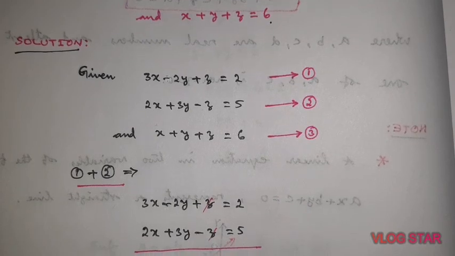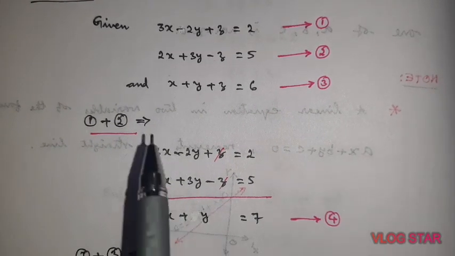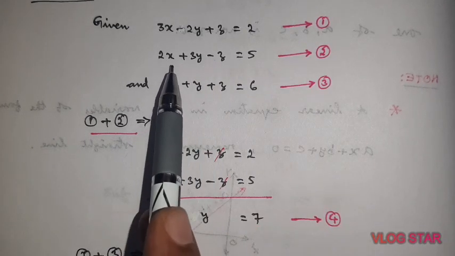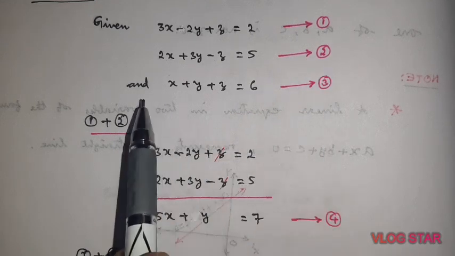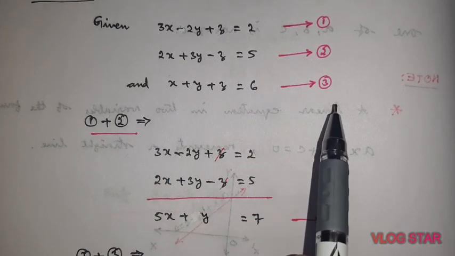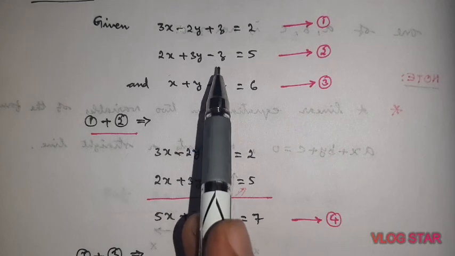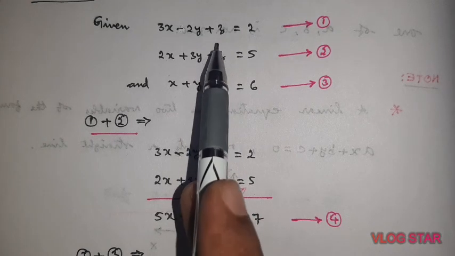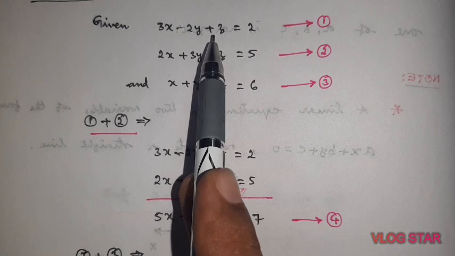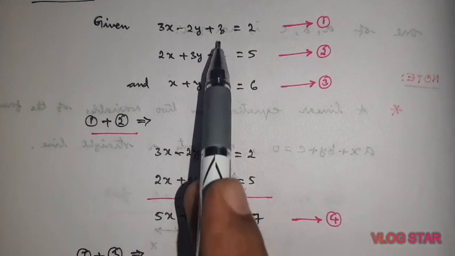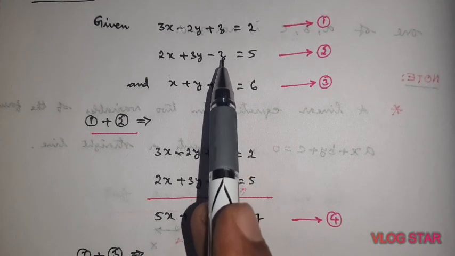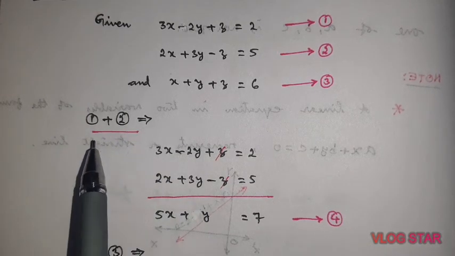Solution: given 3x minus 2y plus z is equal to 2, let it be equation 1. 2x plus 3y minus z is equal to 5, let it be equation 2. And x plus y plus z is equal to 6, let it be equation 3. So see here, if you add any two equations, either 1, 2 or 2, 3, z is eliminated. Here z is positive, here z is negative. If you just add these two equations, z is eliminated. So now we see how we can eliminate z.